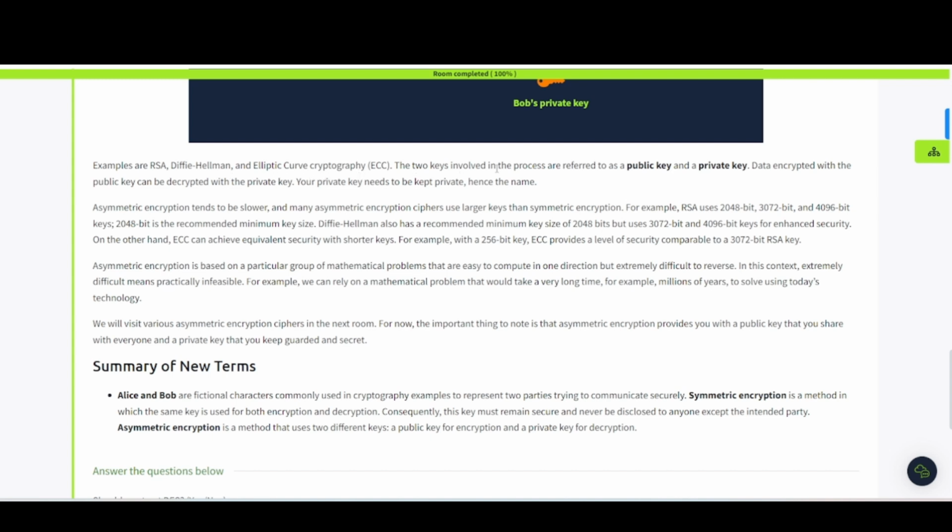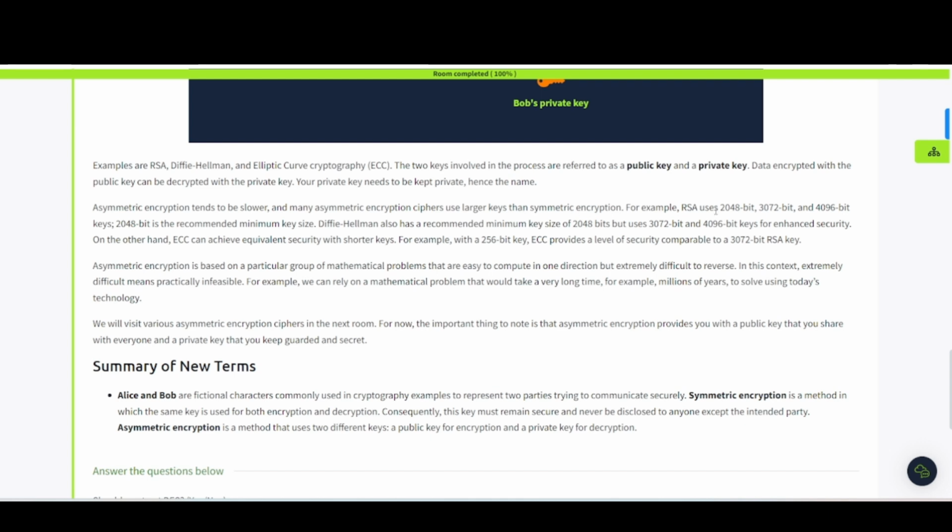The two keys involved in the process are referred to as a public key and a private key. Data encrypted with the public key can be decrypted with the private key. Your private key needs to be kept private, hence the name. Asymmetric encryption tends to be slower, and many asymmetric encryption ciphers use larger keys than symmetric encryption.